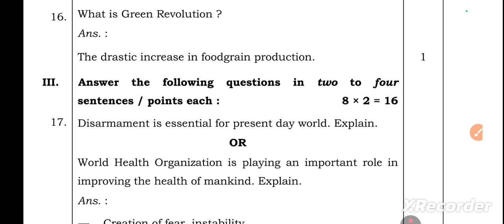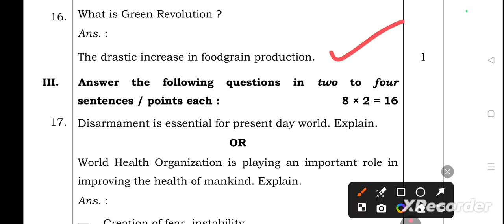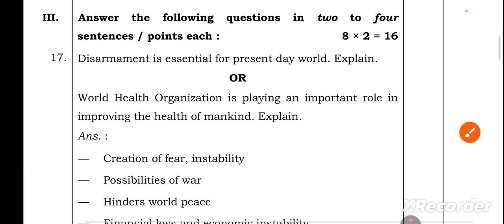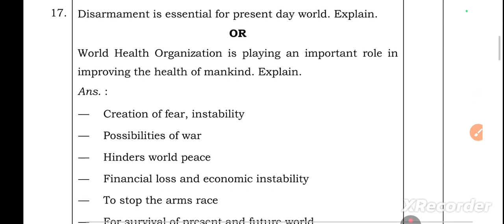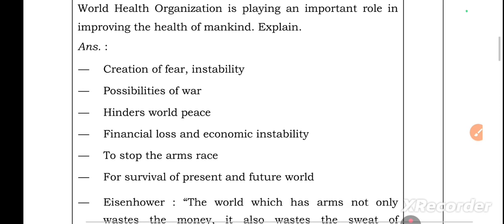Question number 16, what is the green revolution? The drastic increase in food grain production is called the green revolution. Question number 3, answer the following questions in 2 or 3 sentences or points, each carrying 2 marks. Total 8 questions, so 8 times 2 is 16 marks. 17th one, disarmament is essential for the present day world. Explain. Okay, it's an important question.